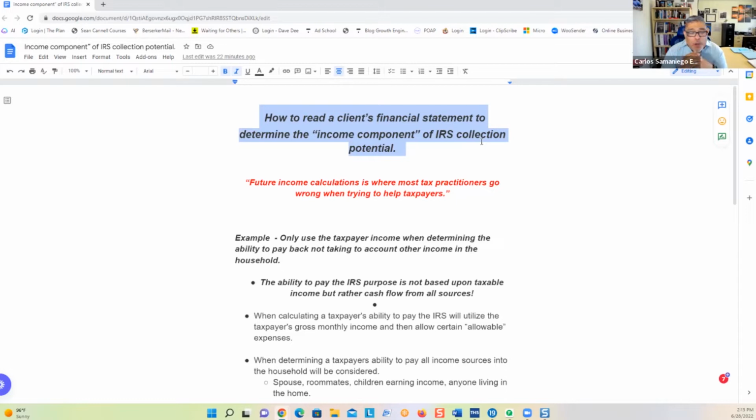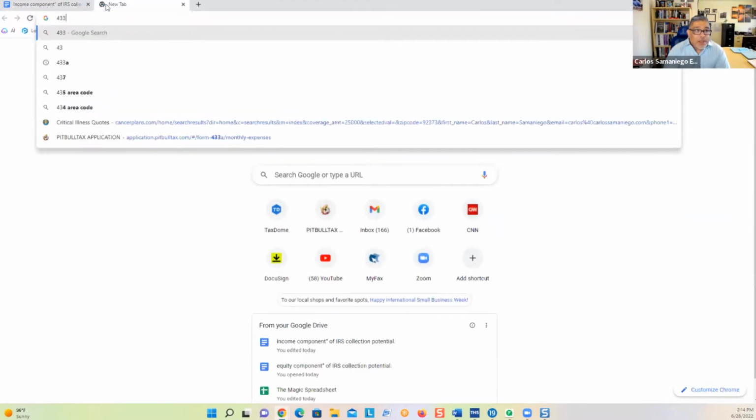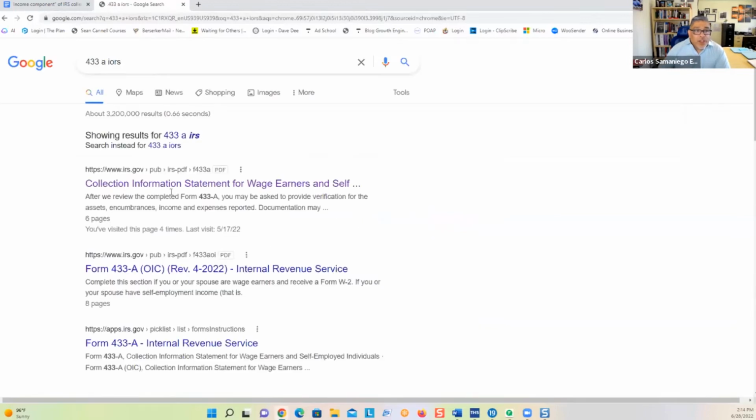So this component is really important to determine how we are going to help the taxpayers, and what resolution options they have. And actually, I forgot to bring this up, the 433A. Let's take a look at this really quick and where that's located.